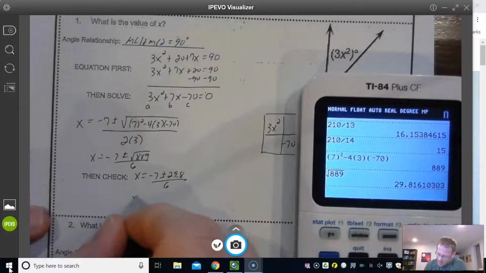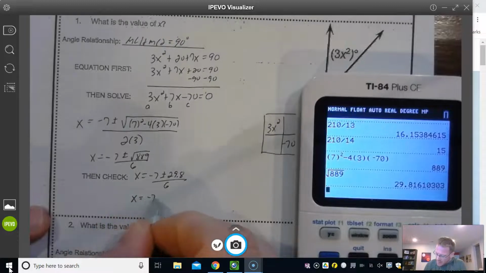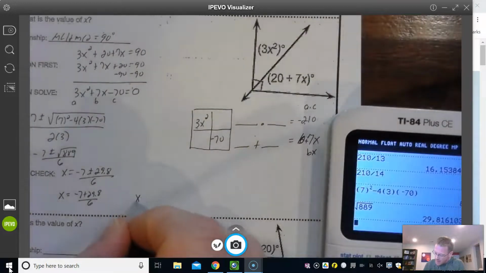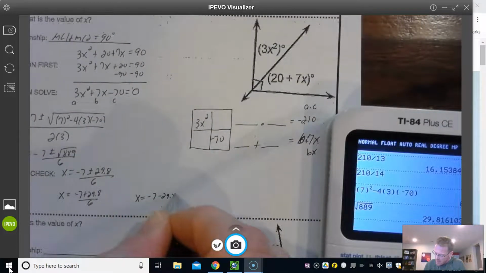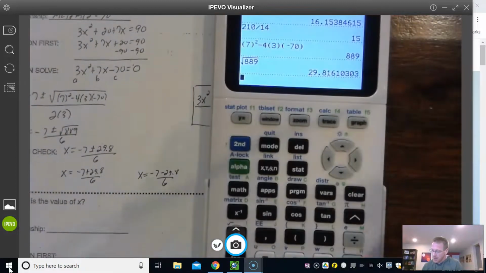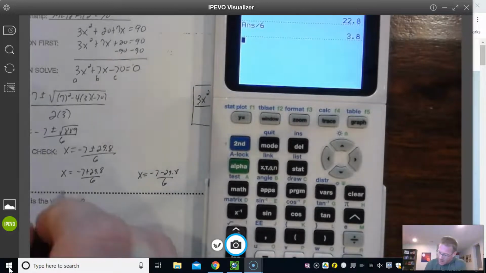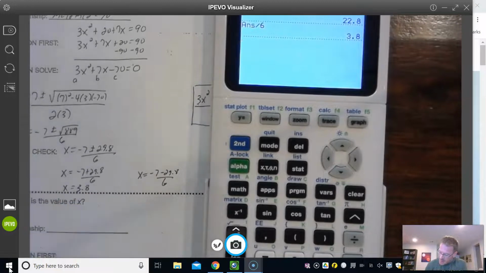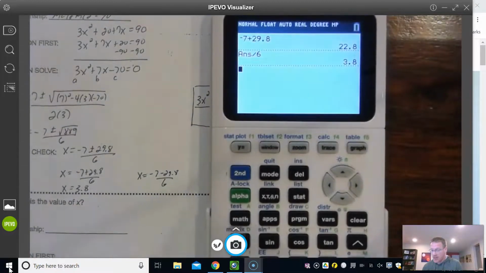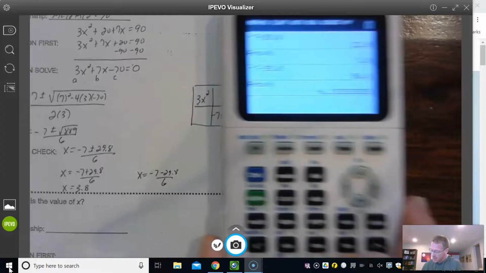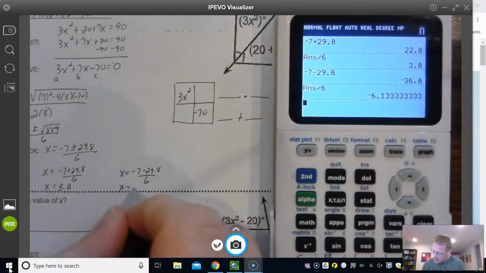So if we look at our two answers here, x equals negative 7 plus 29.8 divided by 6, and then x equals negative 7 minus 29.8 divided by 6. Let's see what we get. Negative 7 plus 29.8, divided by 6, so x is equal to 3.8. Then negative 7 minus 29.8, divided by 6, our second answer is negative 6.1.